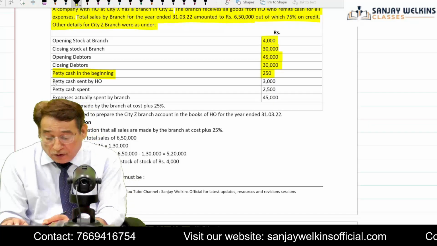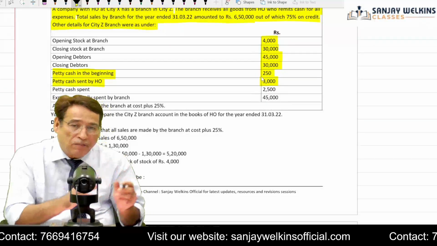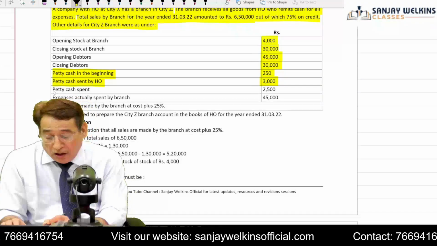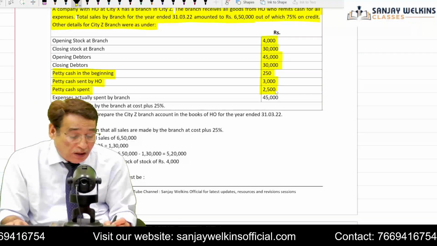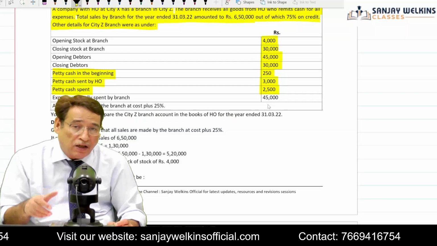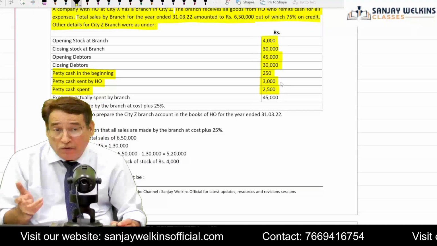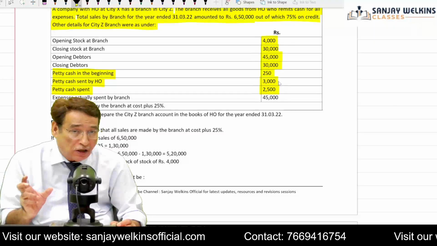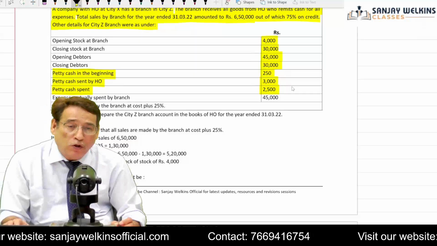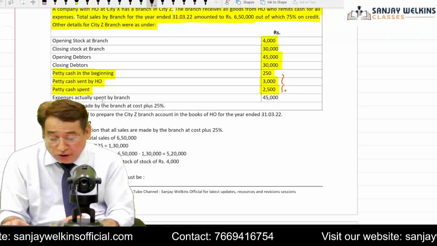What else is given in the question? Petty cash sent by head office. So branch manager is already having some petty cash and some more petty cash has been sent by head office to the branch. Petty cash is spent. Now branch manager is having 250 already, 3,000 more in the current year head office has sent as petty cash. So total petty cash available with the branch is 250 plus 3,000, 3,250. And out of that, branch manager has spent 2,500. So what will be the treatment of all these three items? I will let you know in a short while.